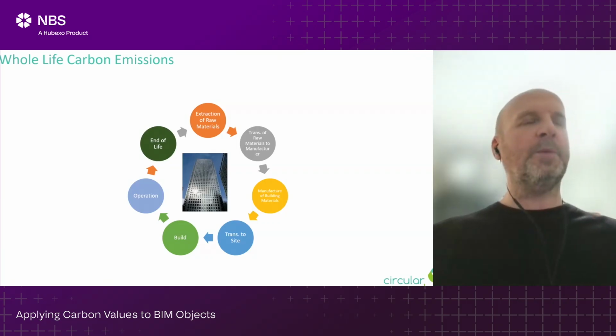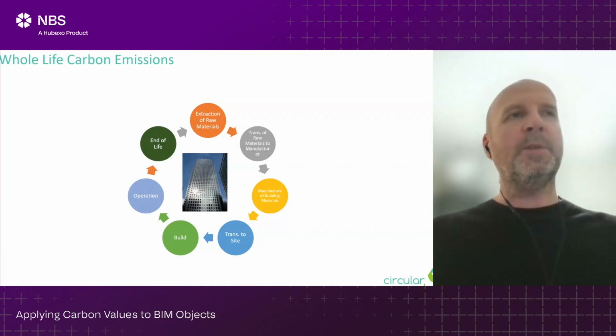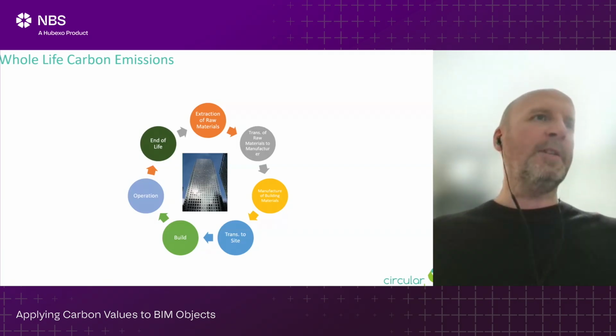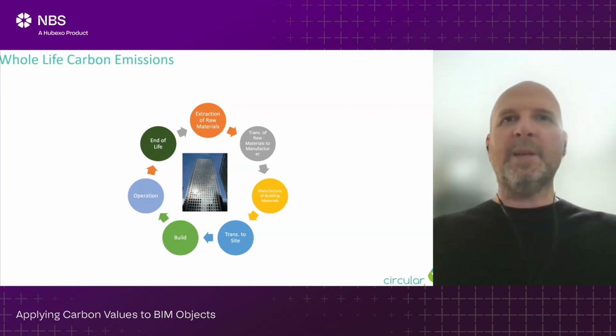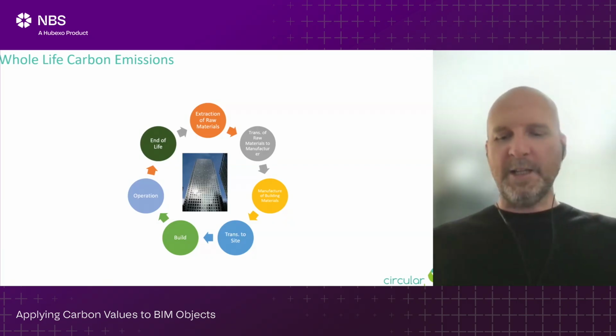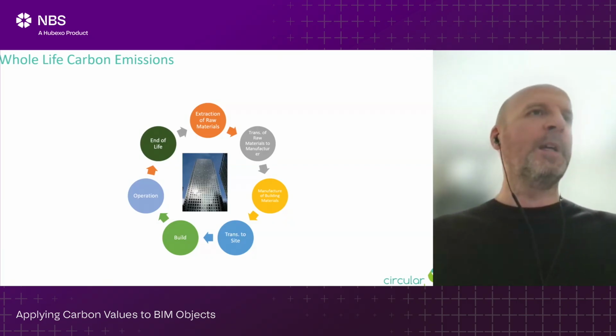Then we have operational carbon. Operational carbon consists of two components. One, the operational energy to run the building, and also the in-use embodied carbon. The embodied carbon to replace carpets, windows, cladding, all of the materials over the lifetime of the building, be it 60 years, 100 years, etc. That has an in-use embodied carbon impact too.